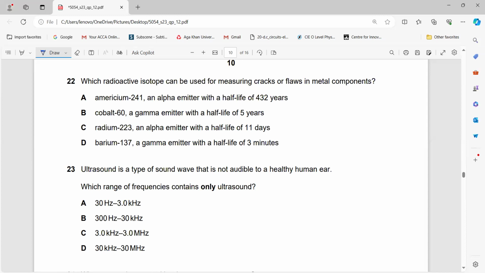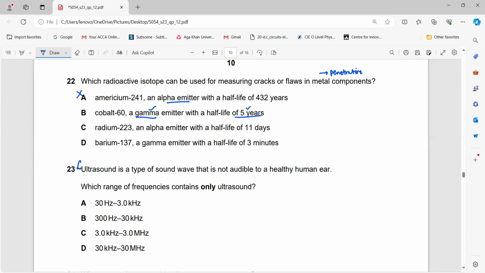So my answer to 22, before I make the answer, it has to be penetrative. Now, which of the three radiations is most penetrative? I guess it's gamma that is most penetrative, right? And if we talk about gamma, this is an alpha emitter. It only goes up to 5 centimeters in air. So I'm not going to choose this. Let's talk about B. Gamma emitter, yes.